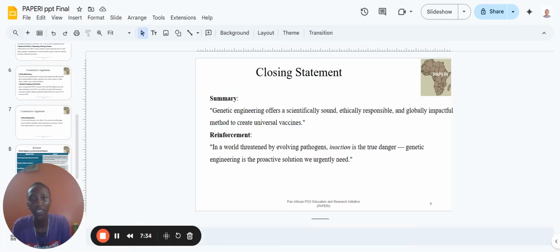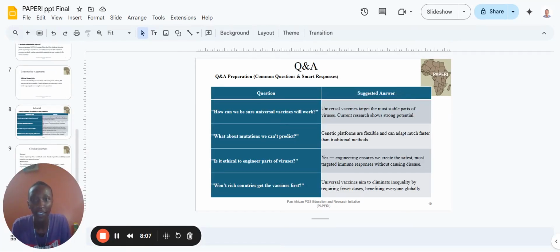So for our closing statement, the summary of everything that we researched was that genetic engineering offers a scientifically sound, ethically responsible, and globally impactful method to create universal vaccines. In a world threatened by evolving pathogens, inaction is the true danger. Genetic engineering is the proactive solution we urgently need.